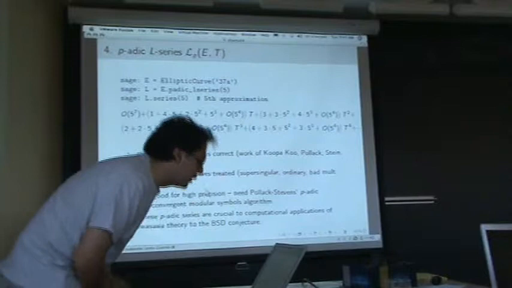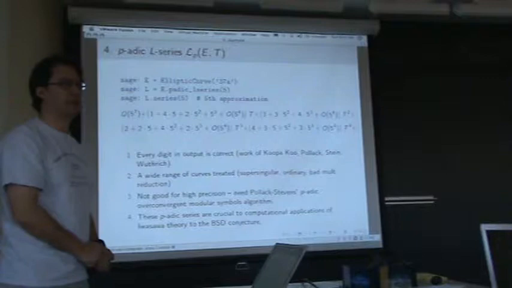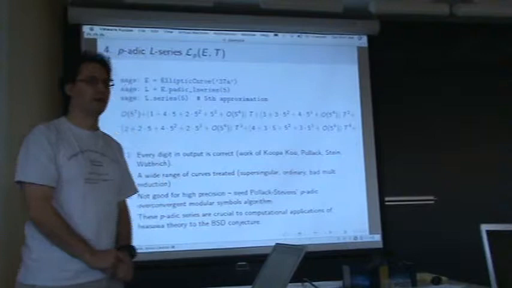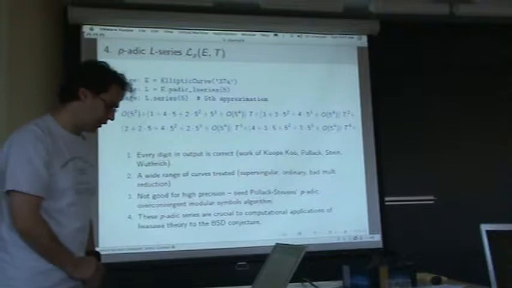There's an algorithm of Robert Pollack and Glenn Stevens that involves a p-adic analog of modular symbols, which allows you to compute p-adic L series to very high precision. That's not implemented in Sage, and I don't know if it's available anywhere. They told me they have bits and pieces of Magma code that can do it in some cases. So I think that's the situation with that, and I think it would be very nice if it were implemented in Sage.